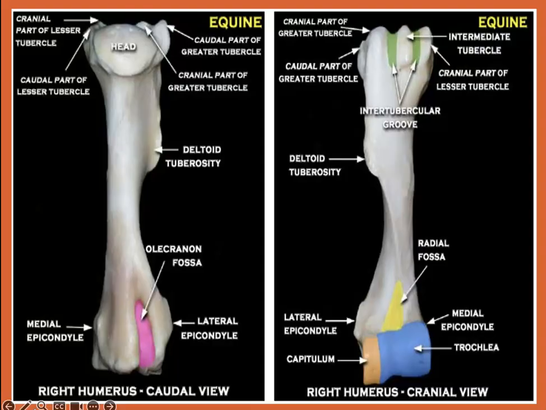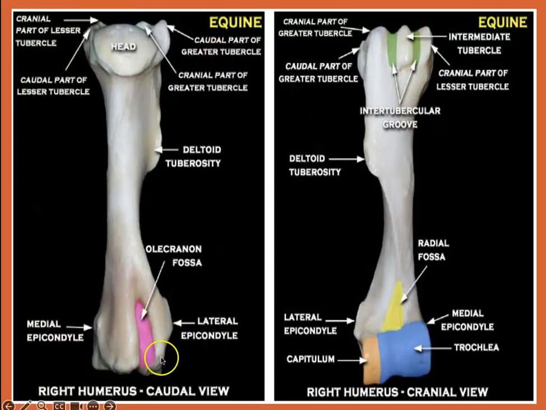So now if you look at this diagram, it is a nice diagram for the equine. You can see now for the caudal view, we have the head, and then we have the greater trochanter, which has a cranial part and a caudal part, and then you have the cranial also. The lesser tubercle also has a cranial part and a caudal part. You can also see the deltoid tuberosity. You can also see the epicondyles, lateral epicondyle and medial epicondyle, and between them we have the olecranon fossa.